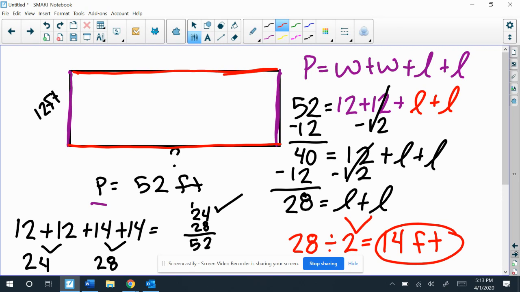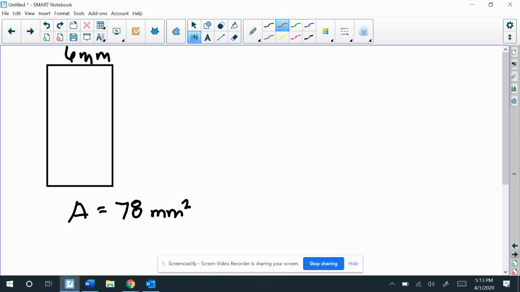It is now time for us to switch our gear from perimeter to area. In this picture right here, it gives us the area. So we need to find the formula for area. Well, this one's really doable. We have area equals length times width, or base times height. Same thing.